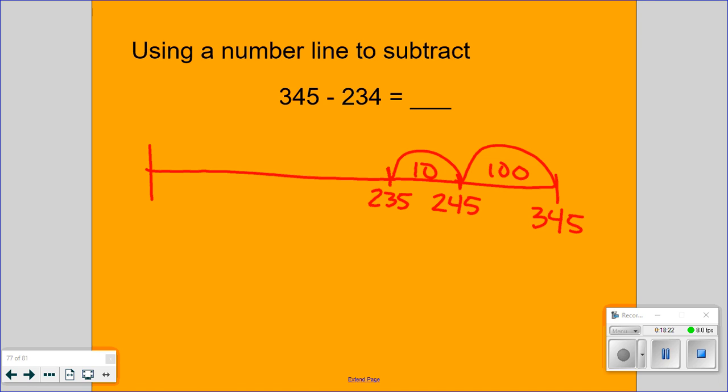Now what? Let's see. Nope, I'm going backwards 234. I'm not going to jump to my ones yet. I have lots more I can jump backwards from. I'm not trying to get to the number 235. I'm trying to count backwards 234. So I need my jumps to equal 234. Does that make sense? So far I've only jumped backwards 110.